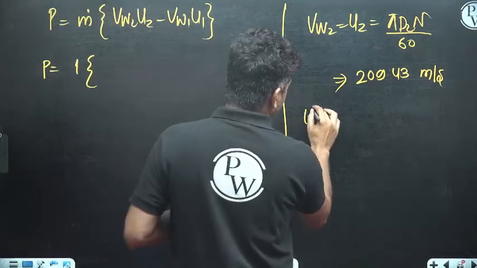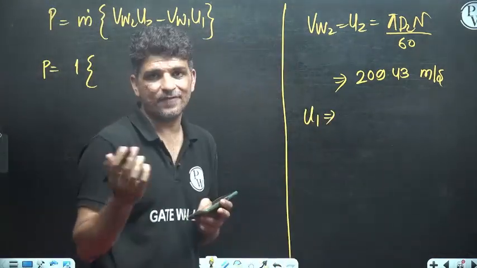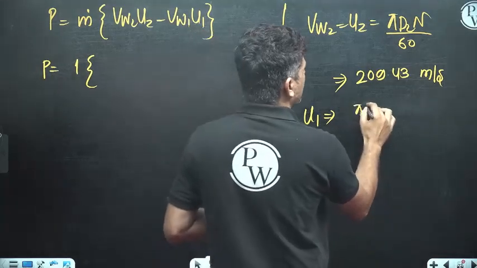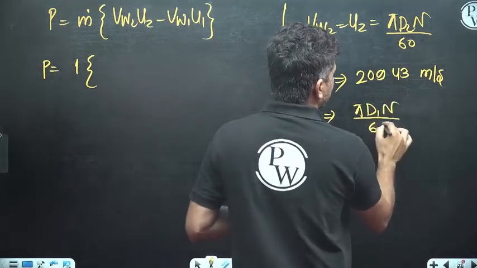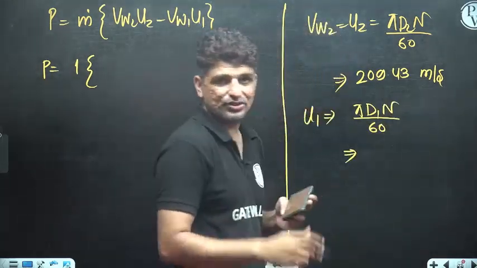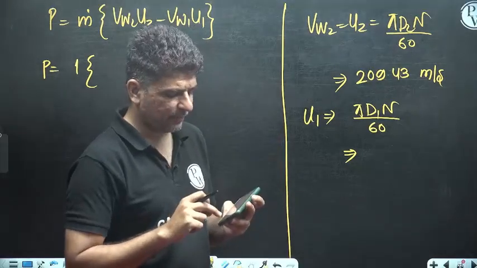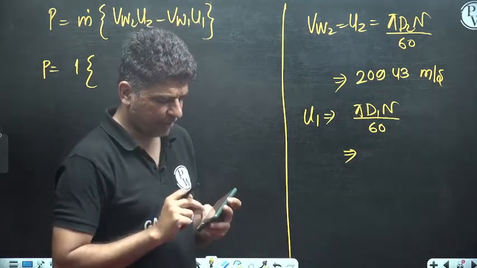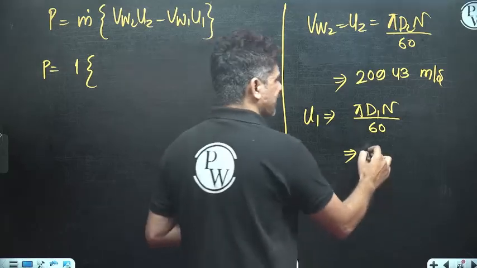What will be U1? U1 will be less than this, half of this. So pi into d1 n divided by 60. You see that it will come out to be half of that because the diameter is 0.1. So 104.71.